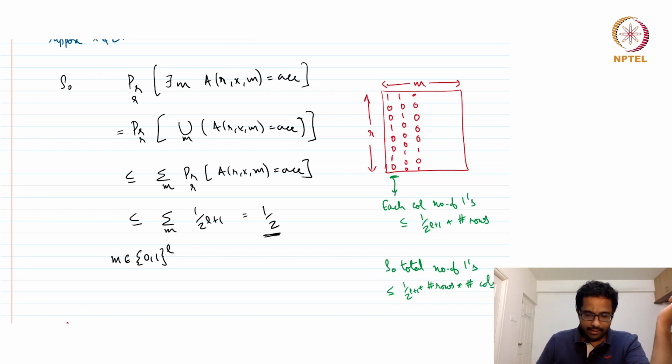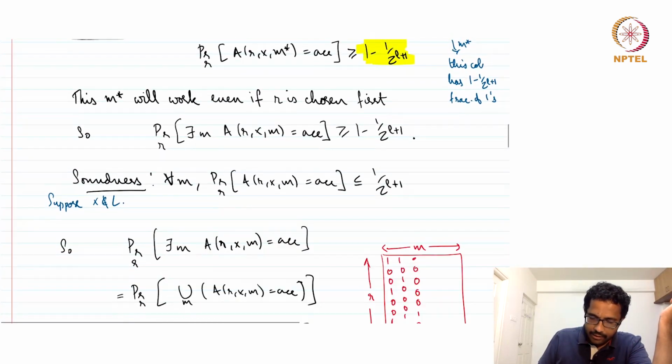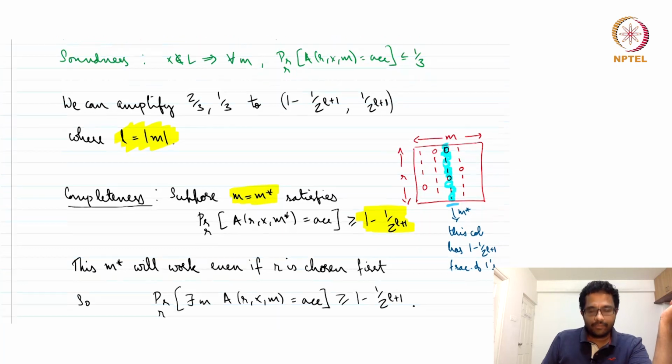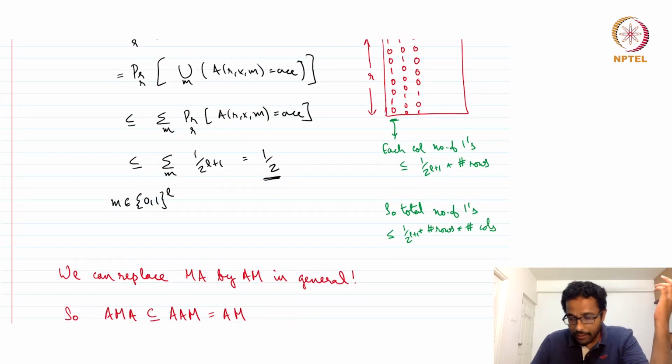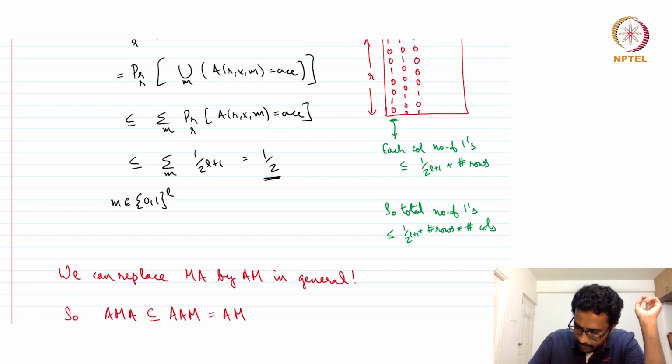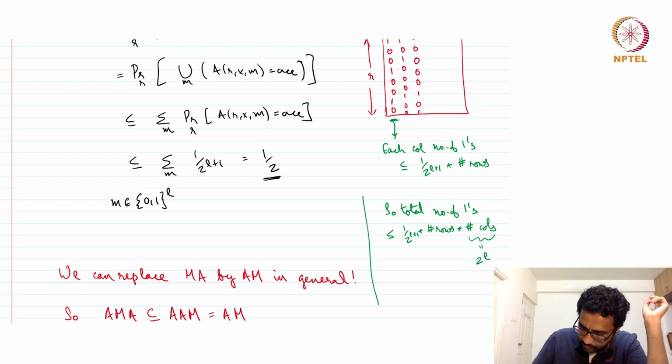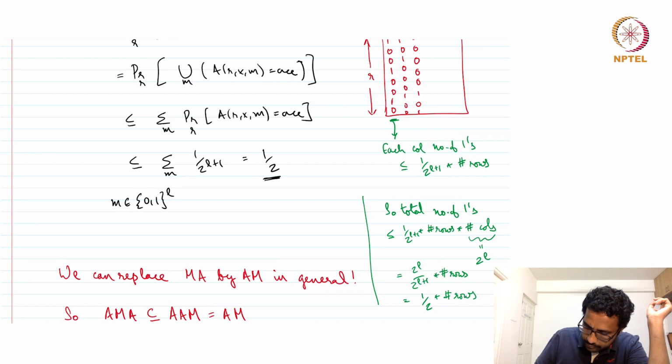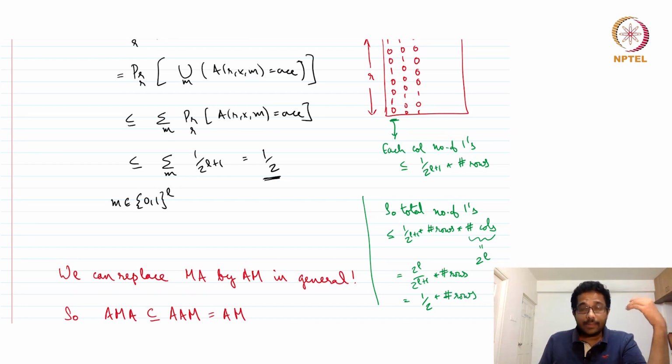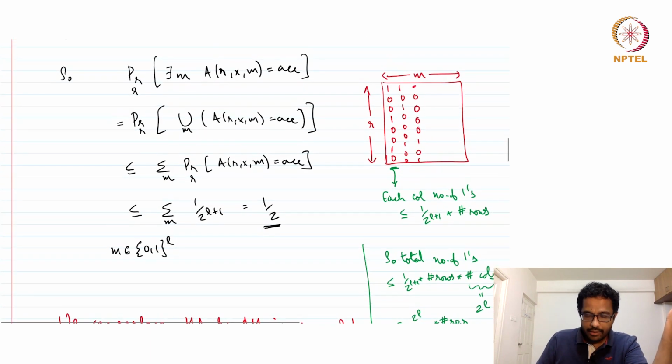But how many columns are there? Remember, we said that the length of the message that Merlin sends is equal to L, and I have been assuming 0 1, although I didn't make it explicit. This means the number of columns is equal to 2 power L. So this is 2 power L divided by 2 power L plus 1 into the number of rows, which is half multiplied by the number of rows. So the total number of ones in this matrix is at most half times the number of rows.